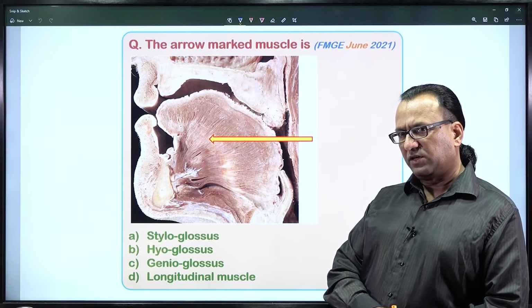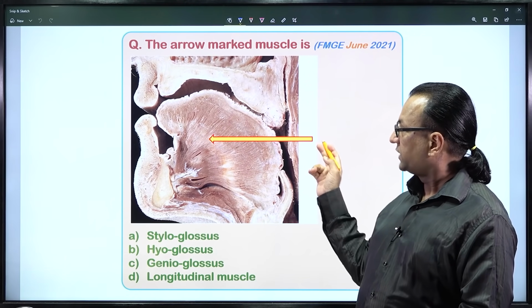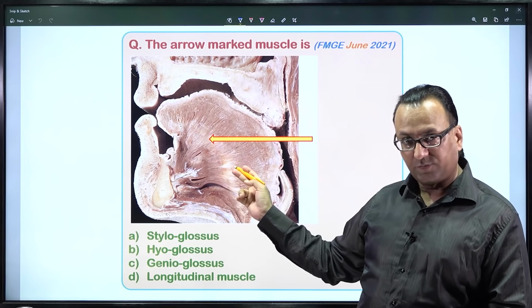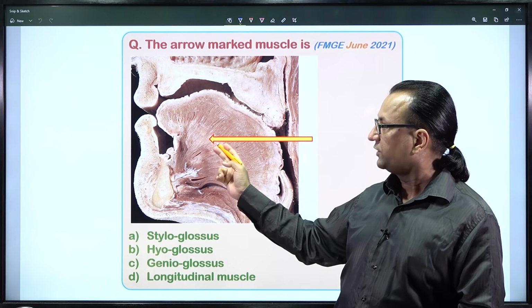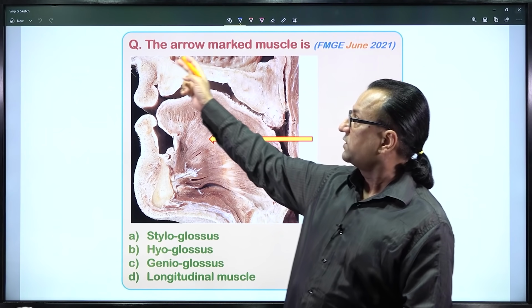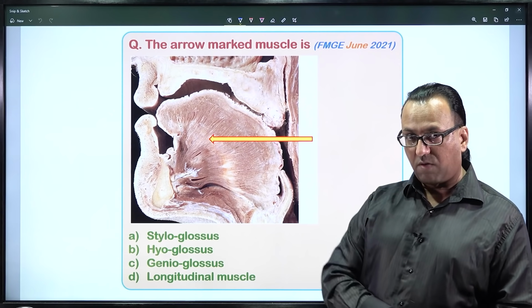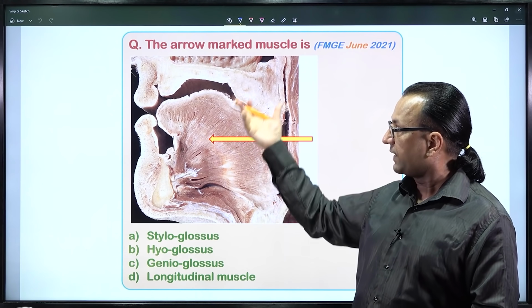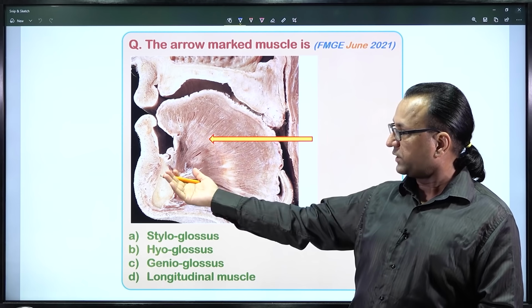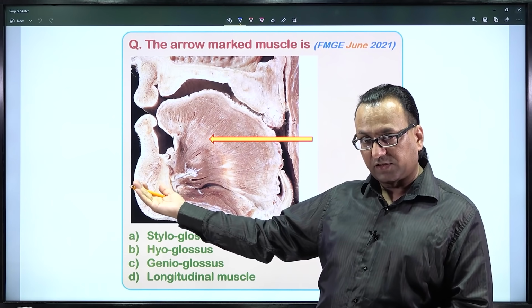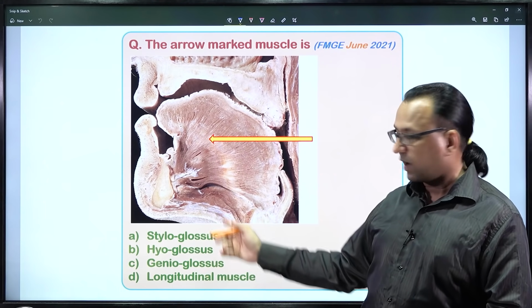Here we have a question which shows a dissected specimen of the oral cavity. Some arrow mark is shown. They're asking, what is this muscle with the arrow mark? For orientation, let us magnify this diagram and show it along with the diagram of the face. Then we can come back to mark our answer.